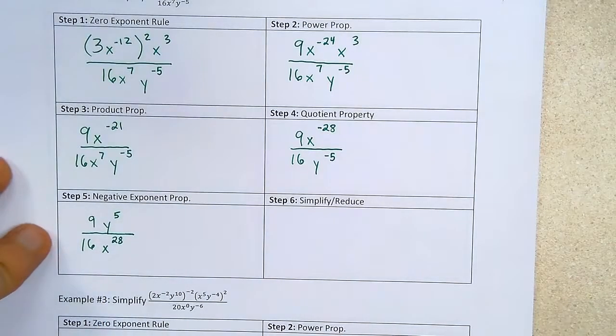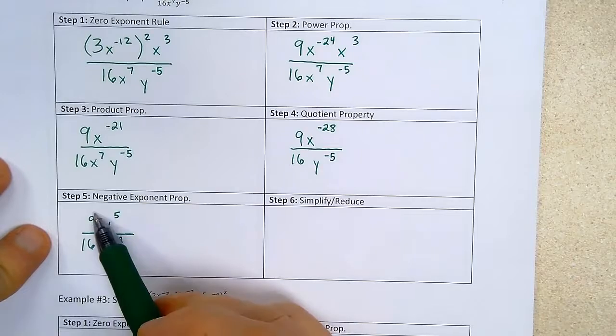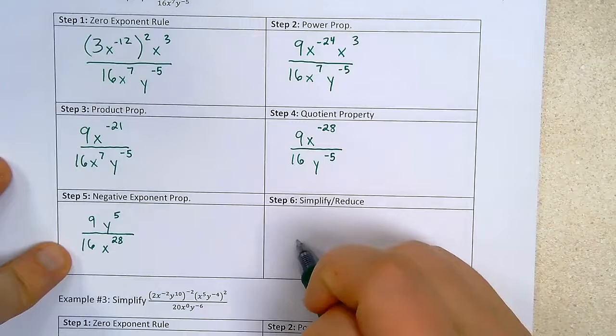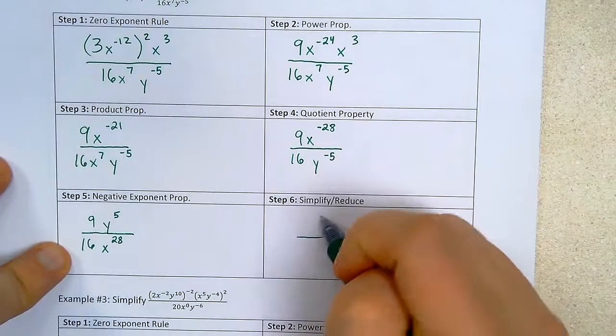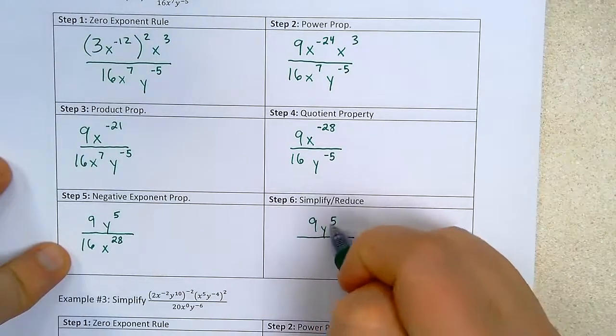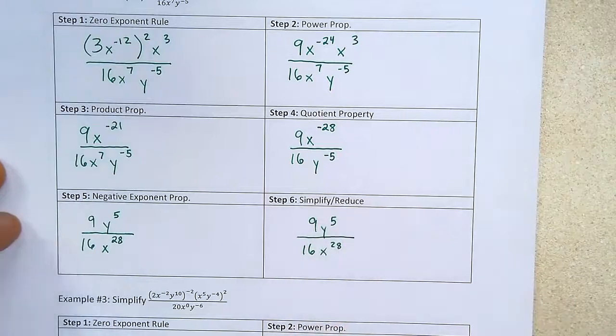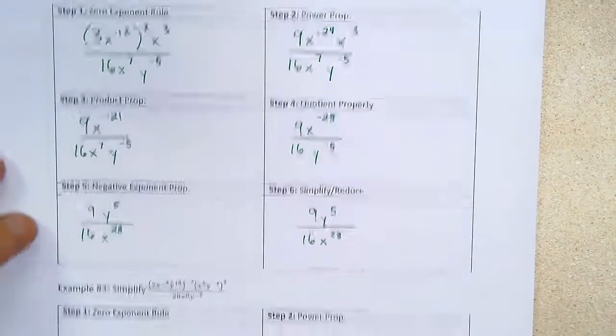And then finally we do any last simplifying and reducing, and when I look at the numbers 9 and 16, 9 is 3 times 3, 16 is powers of 2. That doesn't reduce any further, so we don't need to take any further steps to arrive at our answer. All right, let's look at example 3.